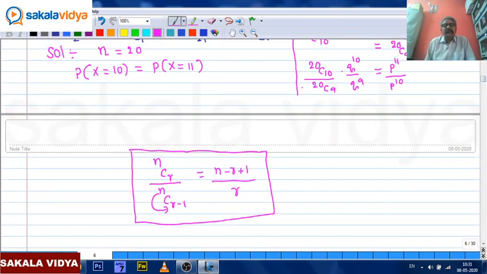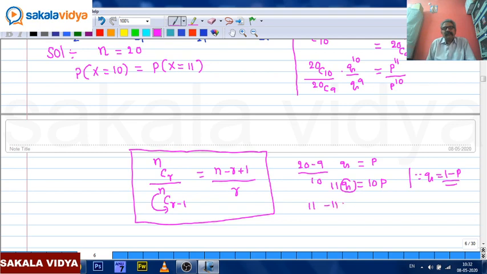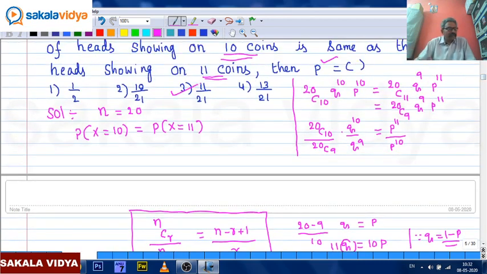20 C10 by 20 C9 can be written as (20 minus 9) by r, where the r value is 10. This will be q to the power of 10 by 9 equals p, so 20 minus 9 is 11. So 11 q is equal to 10 p. We need to find p. Since q is equal to 1 minus p, let us substitute here: 11 minus 11 p is equal to 10 p. So 21 p is equal to 11. Therefore, p is equal to 11 by 21. This is the answer, so the third option is the right option.